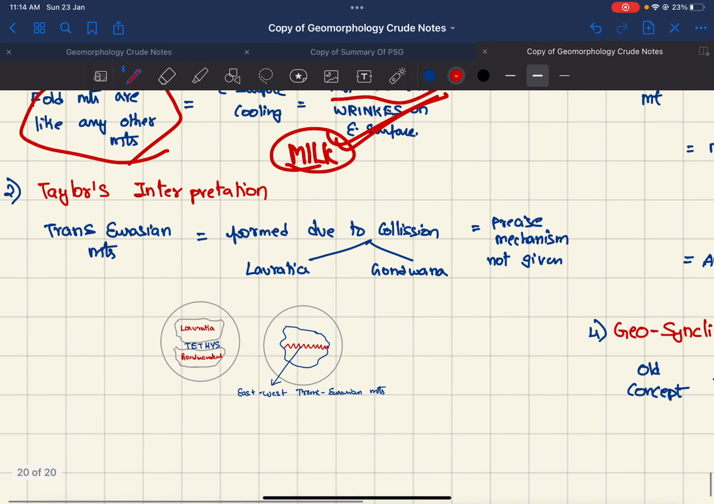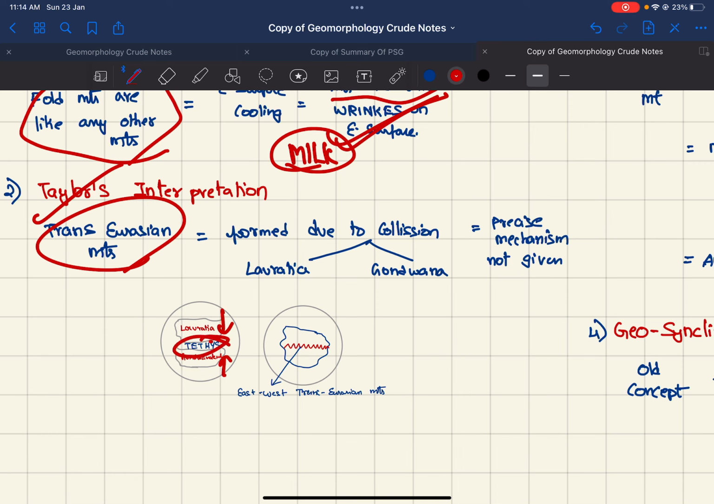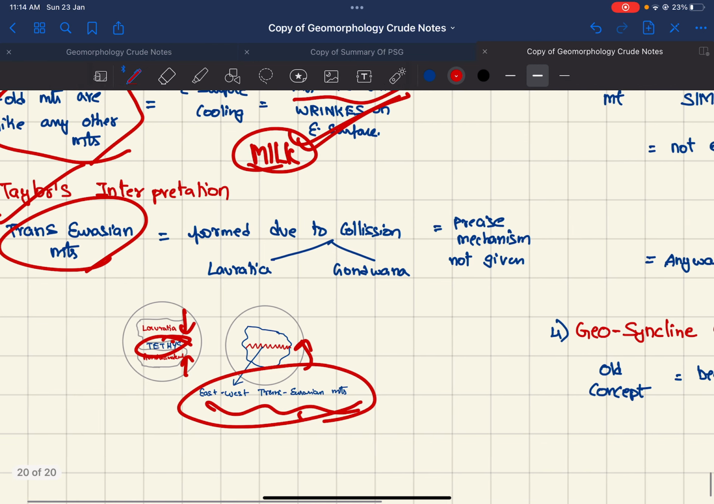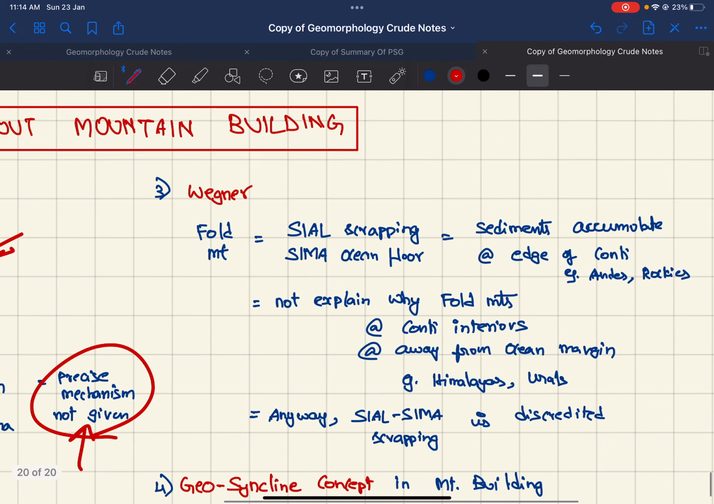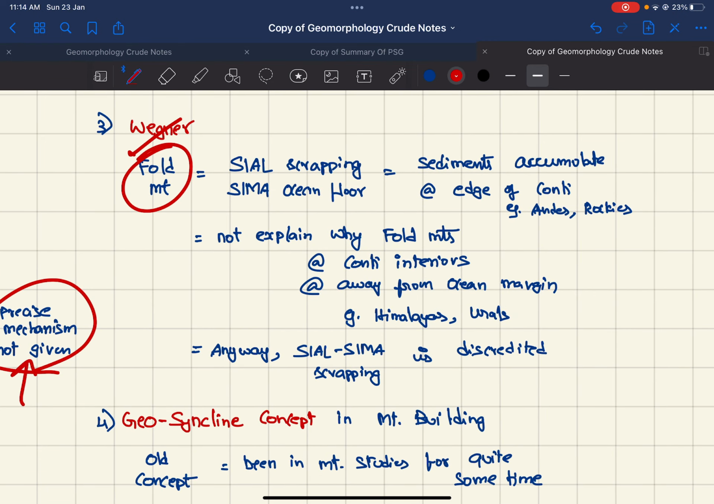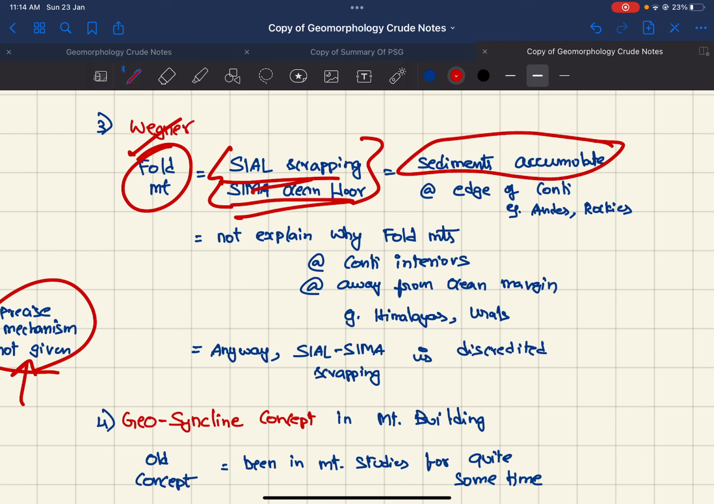The second one is given by Taylor. We have seen this already. Transition mountains. He explains that Laurasia and Gondwana come together, and this sea is compressed, and the marine sediments are compressed, and it formed the east-west transition mountains. The precise mechanism, as we've seen, given by him is wrong. Back then, he explained fold mountains because of the continents scraping the ocean floor. Therefore, sediments accumulated at the edge of the continent, as we've seen the northern and the western edges, because the continents move north and westwards.